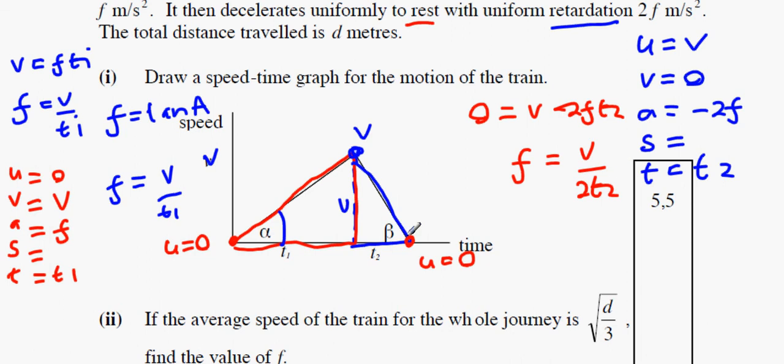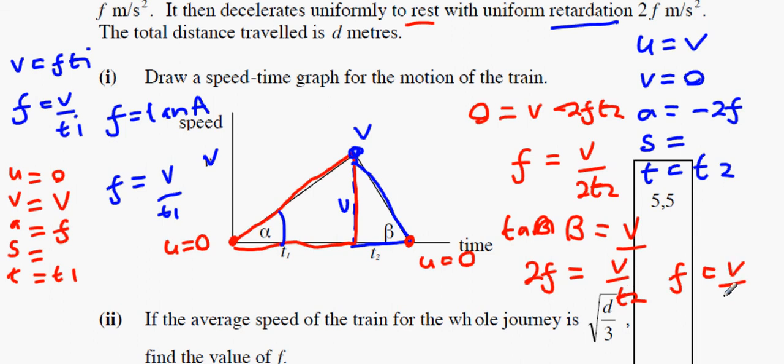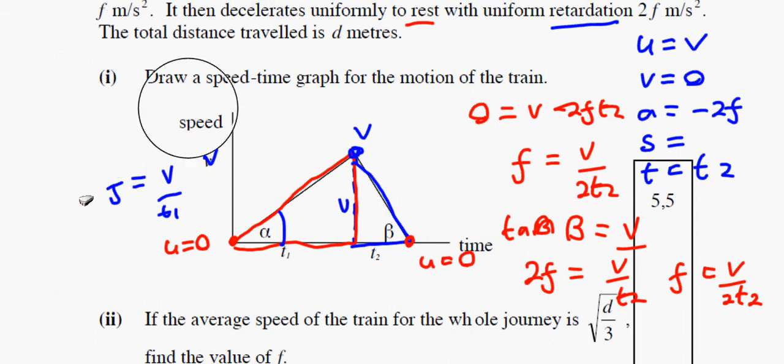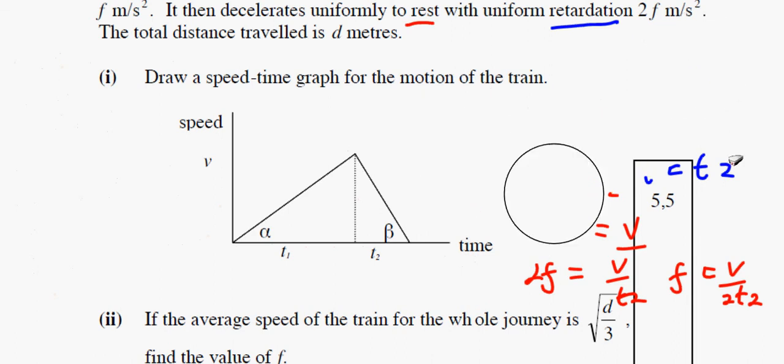Or we could just use tan B. Tan B is the deceleration as well. Okay, so tan B is the deceleration, which is opposite over adjacent, which is going to be v over t2. Okay, and the deceleration for this one would have been 2f. So 2f equals v over t2. Therefore, f would have been v over 2t2. Okay, so just keep that in mind for a minute. Just a quick explanation of basically why you can use tan A and tan B quite handily.